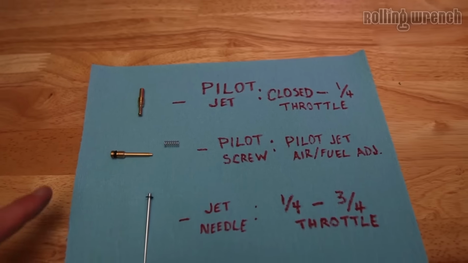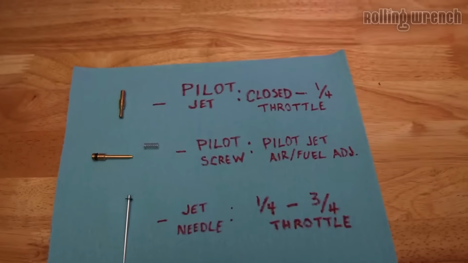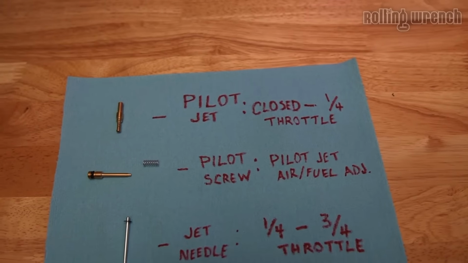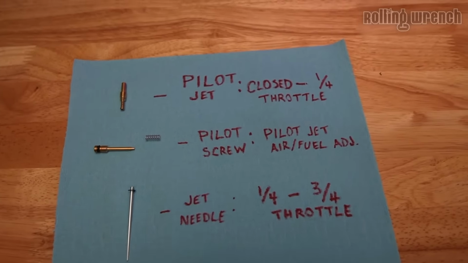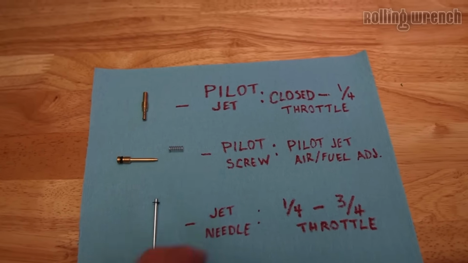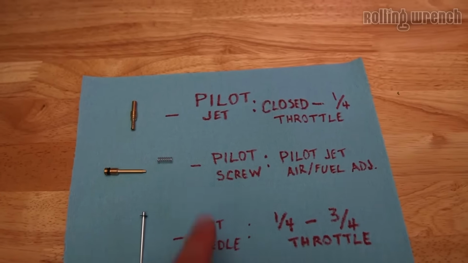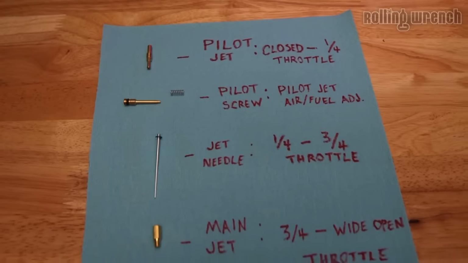So you got your pilot jet. That's going to be 100% your idle, completely closed throttle to quarter throttle open. Cool thing is, you got your pilot screw or air fuel mixture screw. You can adjust that in or out to get that idle perfect. Once you've got that idle perfect, you can adjust the actual idle screw down to make it idle correct.